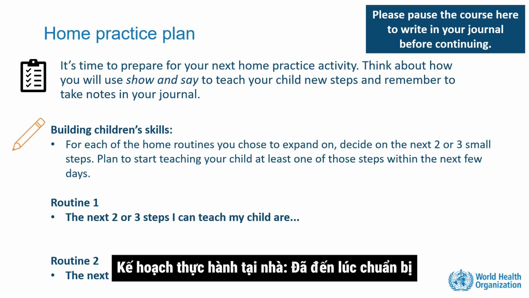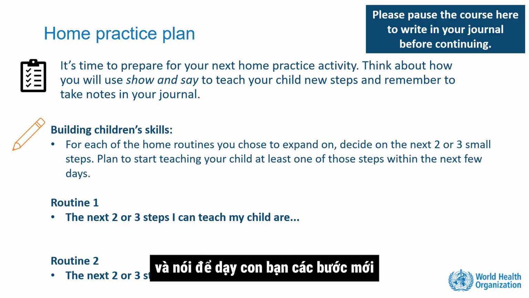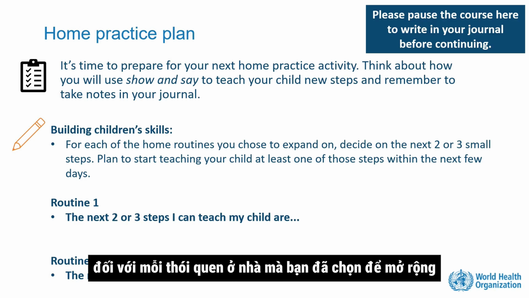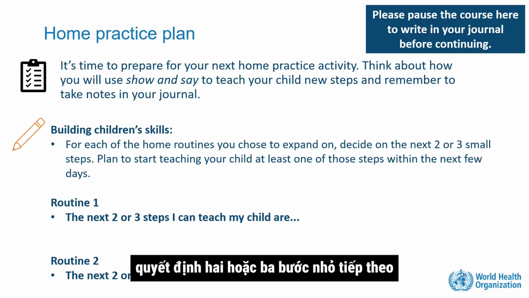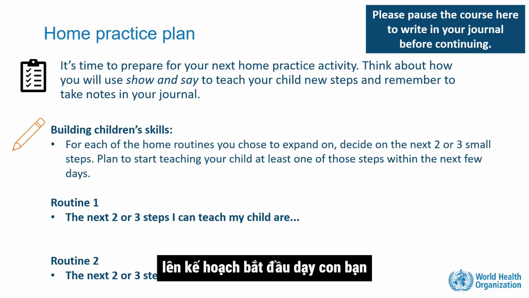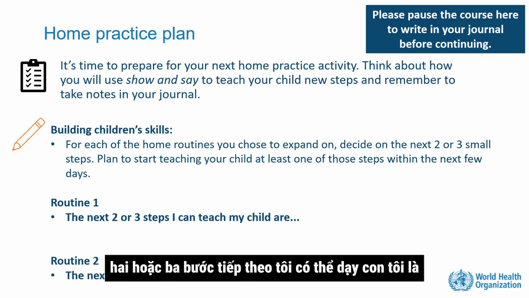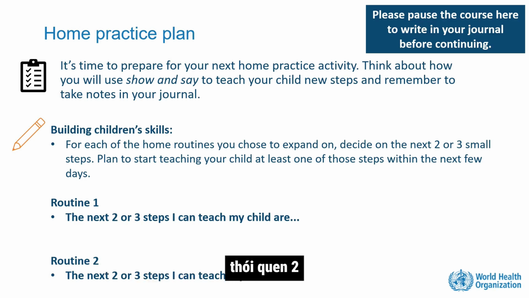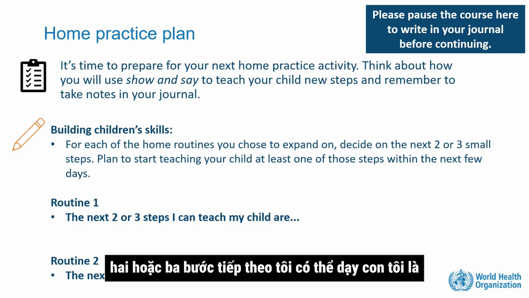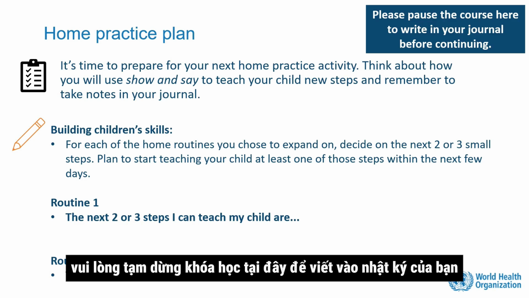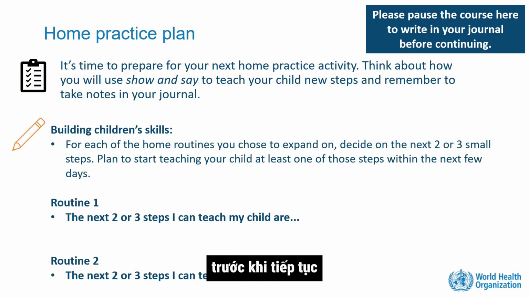Home Practice Plan. It's time to prepare for your next home practice activity. Think about how you will use show and say to teach your child new steps, and remember to take notes in your journal. Building children's skills. For each of the home routines you chose to expand on, decide on the next 2 or 3 small steps. Plan to start teaching your child at least one of those steps within the next few days. Routine 1. The next 2 or 3 steps I can teach my child are. Routine 2. The next 2 or 3 steps I can teach my child are. Please pause the course here to write in your journal before continuing.